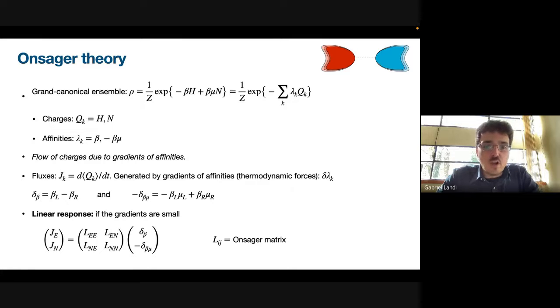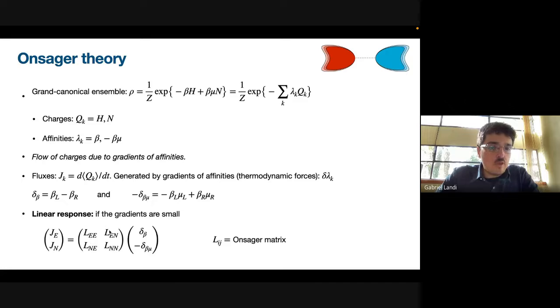Okay, moving on. So essentially, in linear response, if the gradients are small, if these deltas are small, then the fluxes will be linear in the gradients. And this is the starting point for Onsager's classical theory of transport. So you can have a flux of energy, you can have a flux of particles, but they will depend on the gradients of beta and the gradients of beta mu. The coefficients that appear in front at linear response are called the Onsager coefficients, and they form this Onsager matrix.